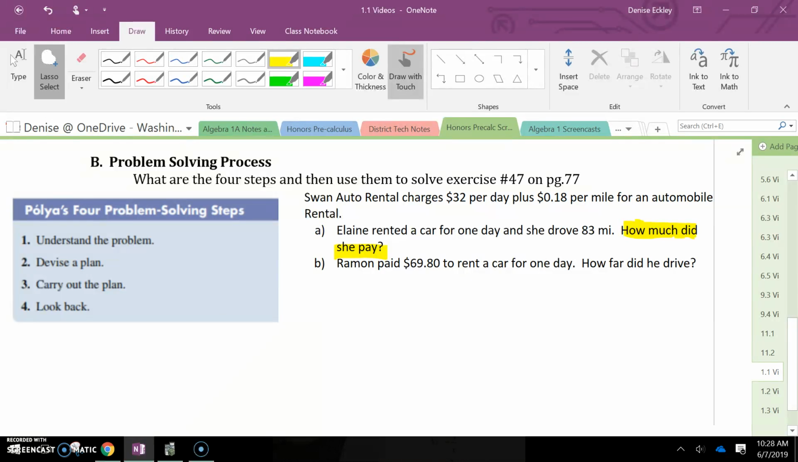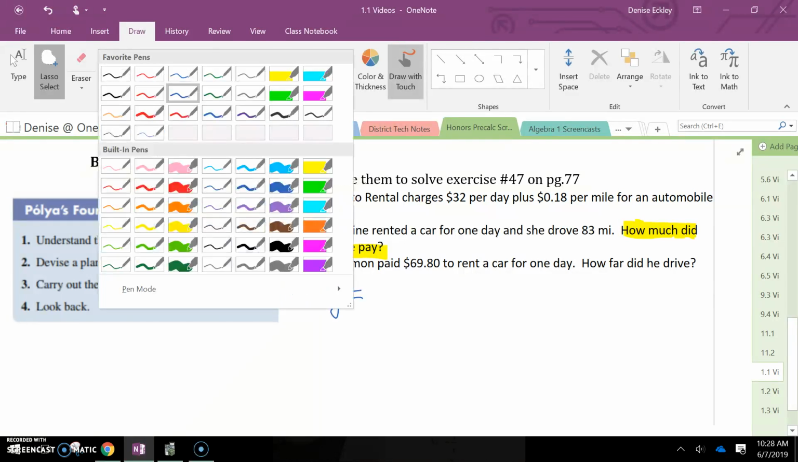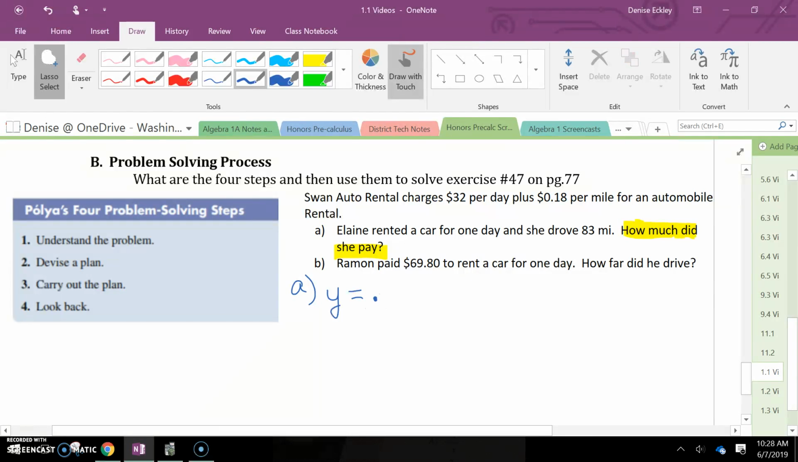Next, we have to carry out that plan. So let's go ahead and do that. So for part A, what I'm going to do is I'm going to say that I have a model that charges me, sorry, I have trouble making a decimal point sometimes with this. Let's do this, thicker pen. Let's see here. Point. There we go. 0.18 times M plus the charge of $32.